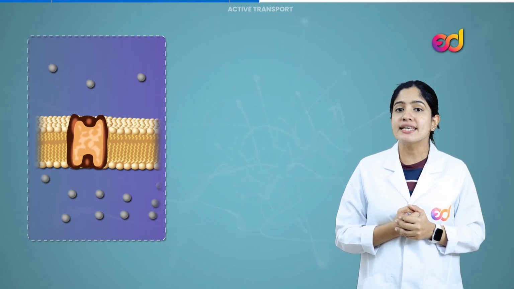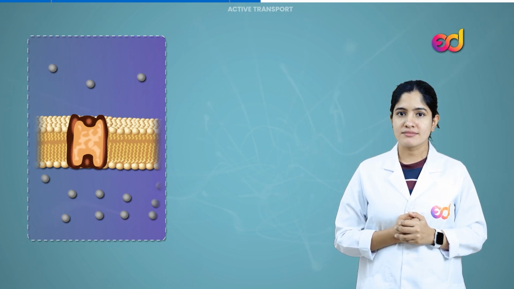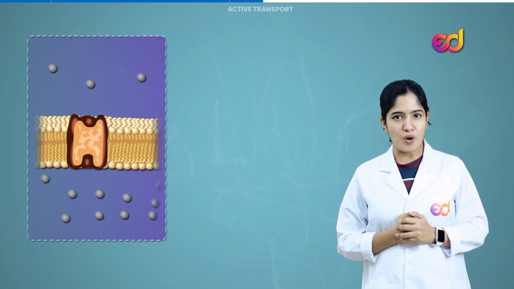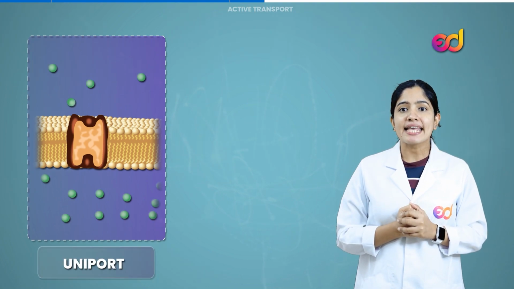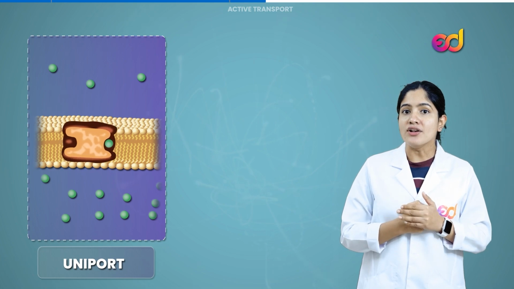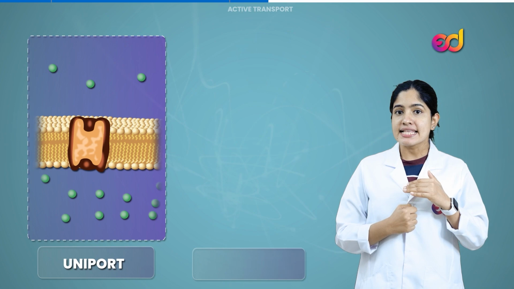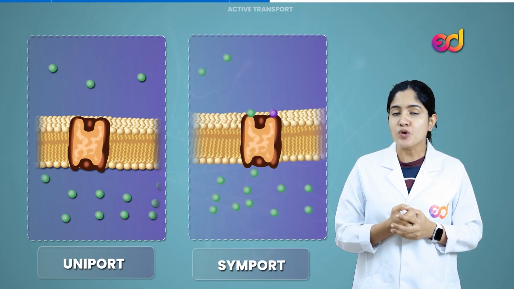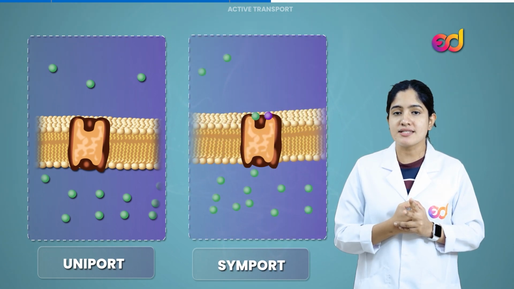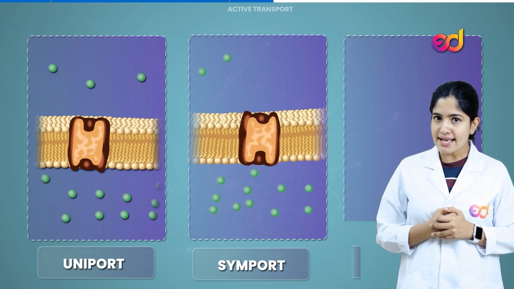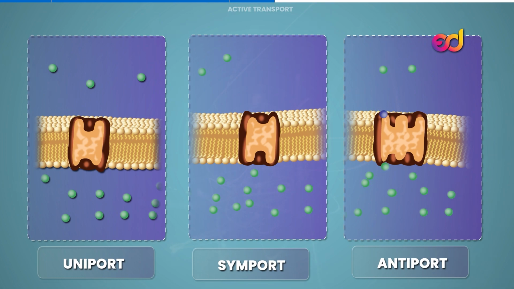They are of basically three types: unipod, sympod and antipod. Unipod, like the name says, carries only one substance in a single direction. The sympod in turn is a carrier protein that carries two substances at a time in the same direction, whereas antipod transports two substances at the same time but in the opposite direction.